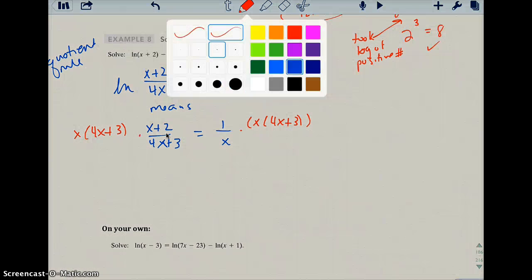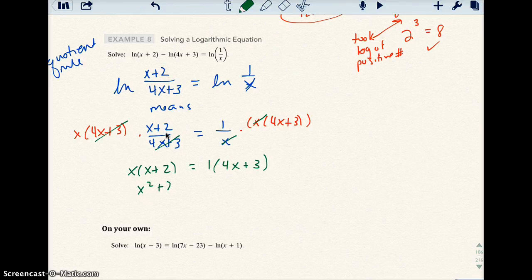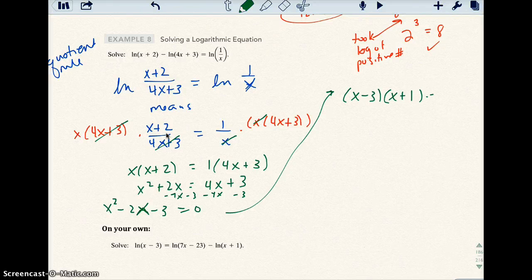Because that would cancel out this side, and that would cancel out this. So I end up with x times x plus 2 equals 1 times 4x plus 3. So x squared plus 2x equals 4x plus 3. So x squared, and then we'll subtract 4x on both sides, minus 2x, and then we'll subtract 3 on both sides, minus 3 equals 0. So I get x minus 3 times x plus 1 equals 0. So x equals 3 or negative 1.